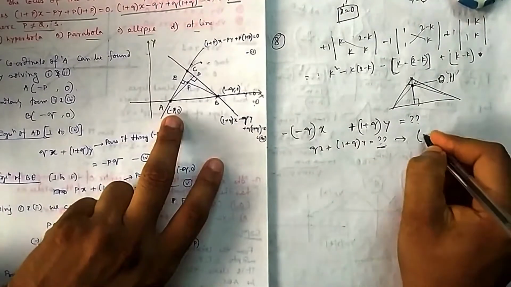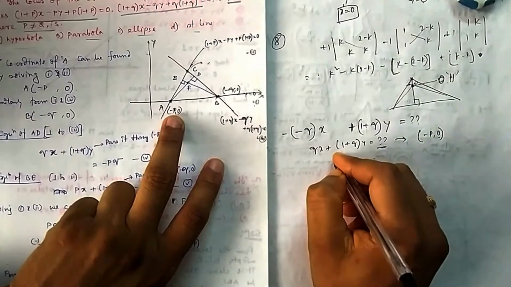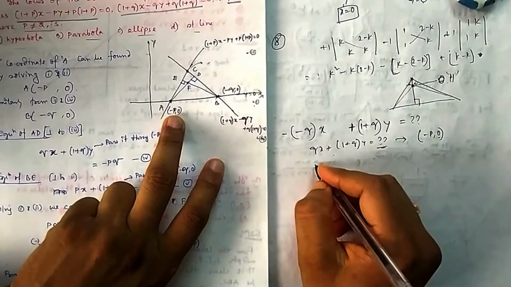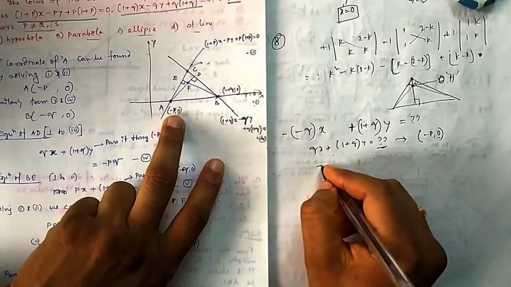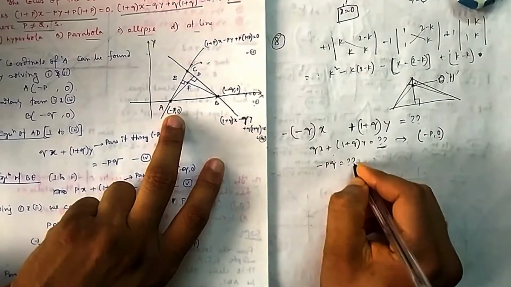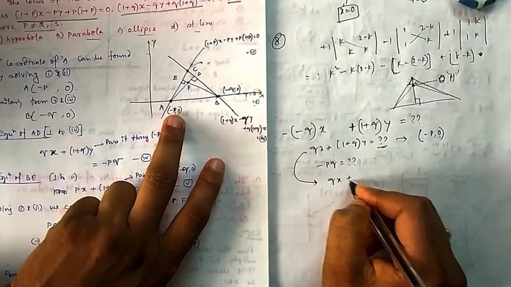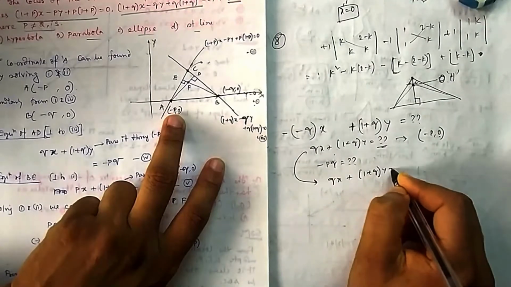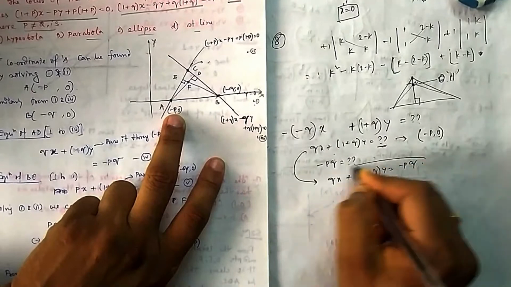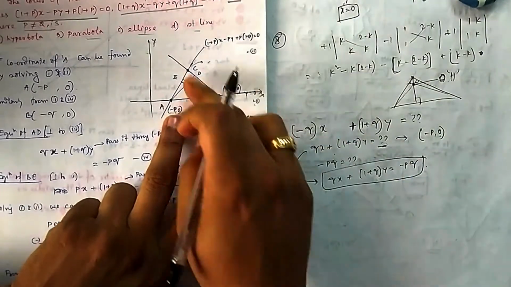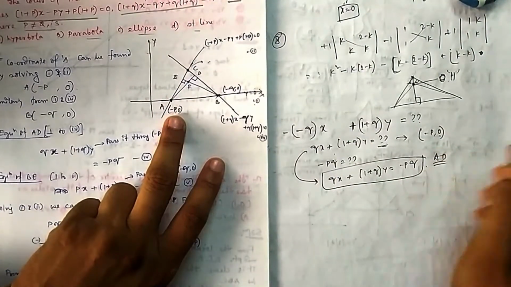Because this line passes through minus p comma 0. You put minus p comma 0, it should satisfy. So if I put minus p comma 0, so this is 0, and this is minus pq. So your constant becomes minus pq. So you put it there again. So this is your minus PQ. So this is the equation of the straight line, the perpendicular. This is the equation of the AD. So directly you can write it there.